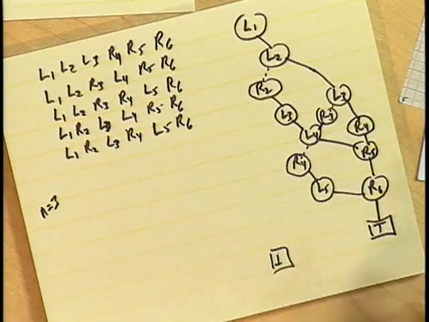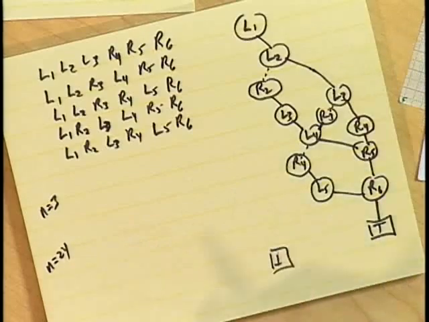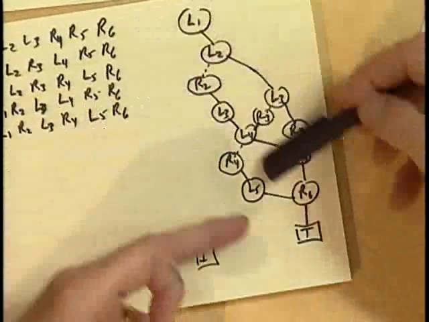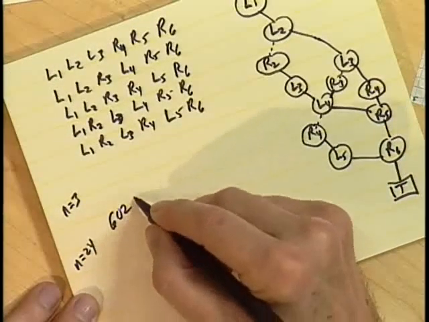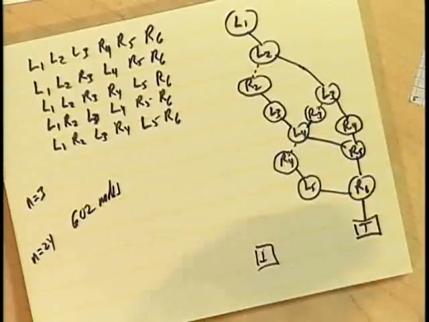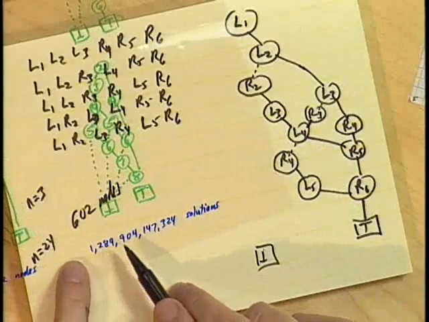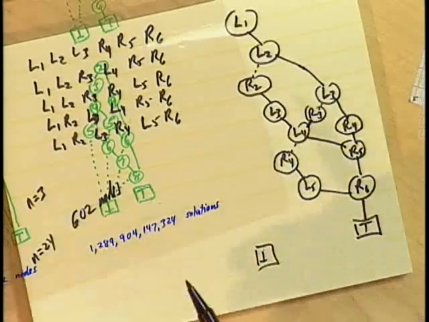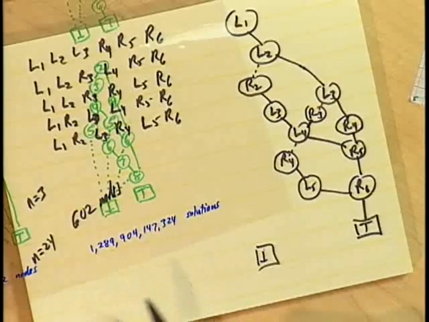But if you go to n equals 24, for example, the corresponding thing would look something like this. It would start out actually the same way, and it would have 602 nodes total. And the total number of trees that it encodes is a trillion and some. So this is a nice compact way to represent trees. You're representing all these trees, and you don't have to generate them all.